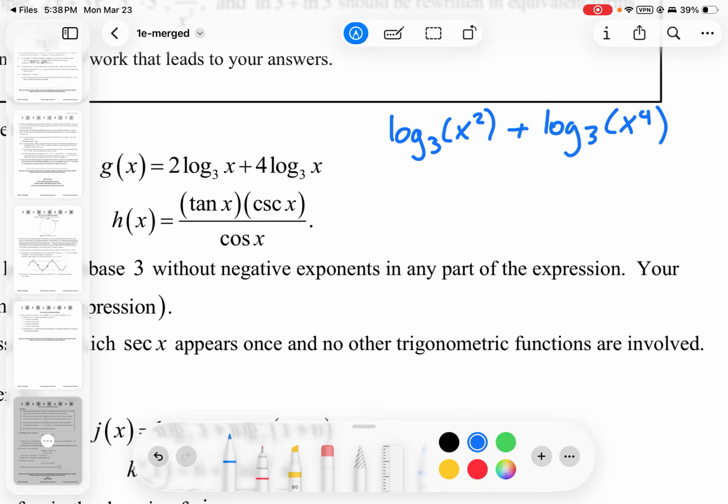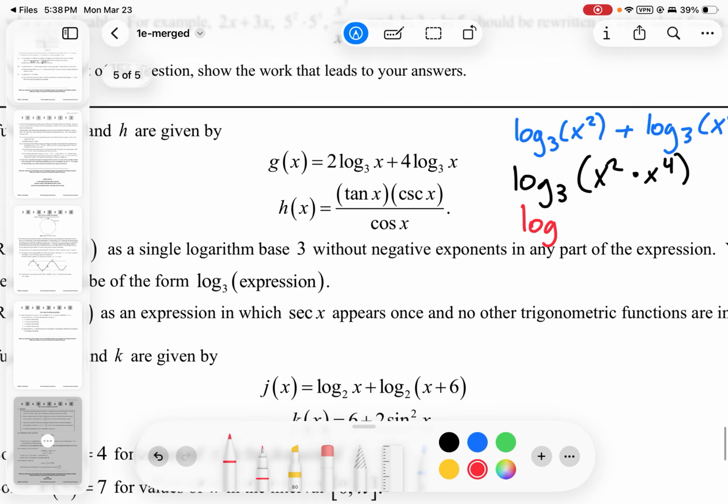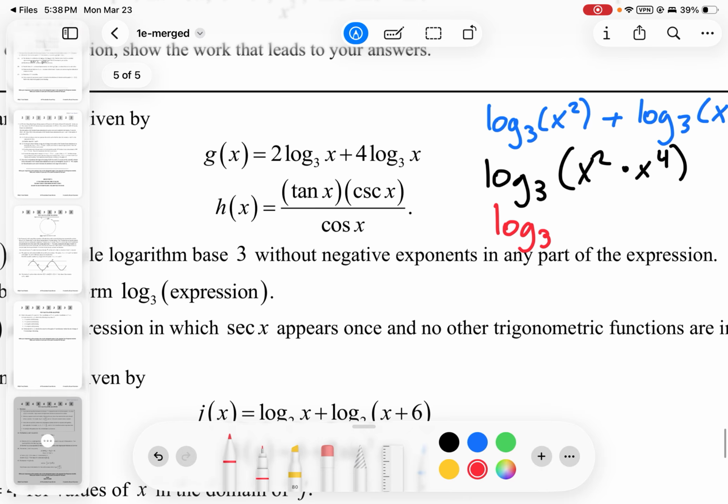And then I know that when I'm adding logs, I'm really multiplying them. So it's really log base 3 of x squared times x to the 4th. And we should all know that x squared times x to the 4th is really just x to the 6th. So that's our answer: log base 3 of x to the 6th.